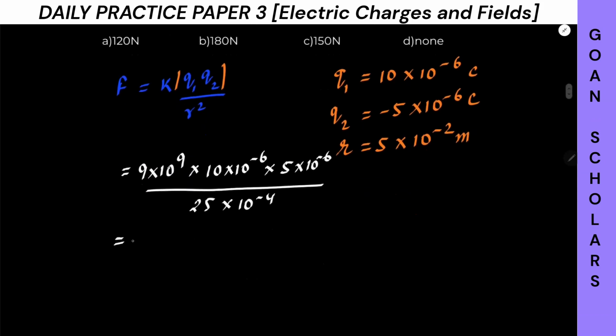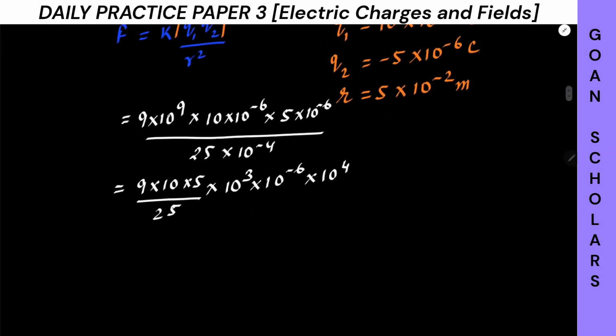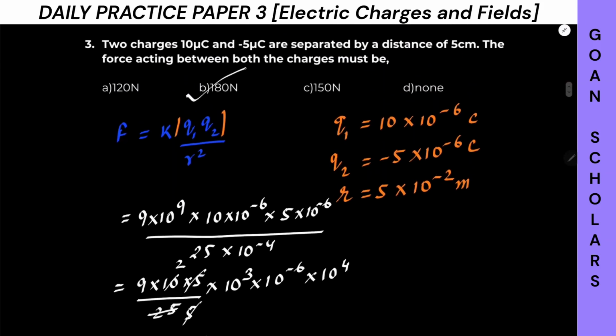Correct? So let's separate the magnitudes. 9 into 10 into 5 whole divided by 25 into 10 to the power 9 and 10 to the power minus 6, 10 to the power 3. So 10 to the power 3 left and 10 to the power minus 6 as it is left. Let's take the 10 to the power minus 4 up, it will become plus 4. Now 5 fives are 25 and 5 twos are 10. 2 nines are 18. 18 into 10 to the power 3 minus 6 plus 4 is 1. 180 newtons. That's your answer for this particular problem. So correct option is option B.